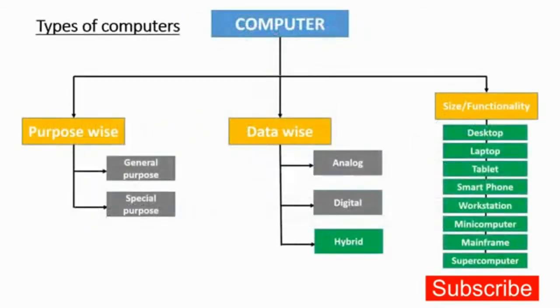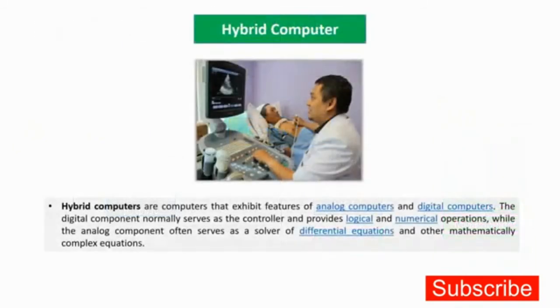And then we have the third, that is the hybrid. Hybrid means the combination of analog and digital. So hybrid computers are computers that exhibit features of analog computers and digital computers both. The digital components normally serve as the controller and provide logical and numerical operations, while the analog components often serve as a solver of differential equations and other complex mathematical equations.